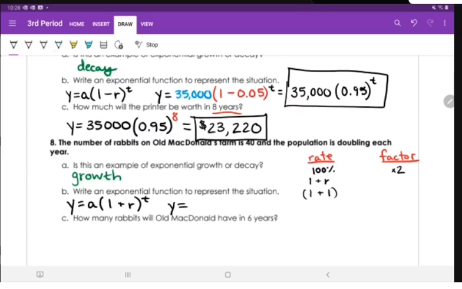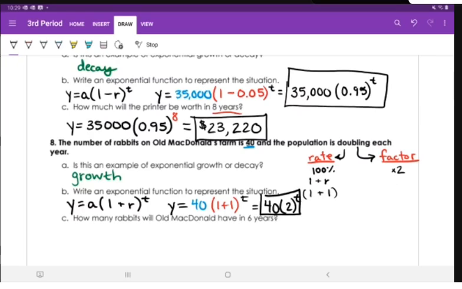So let's write out our exponential function. A is our starting amount, which is 40. And in parentheses, you can either use the 1 plus 1 to the t, or you can use 2 to the t. Either way, you're going to simplify it down to 2 to the t. So you can think of doubling something as multiplying by 2, or you can think of it as a rate where you're adding 100% each time. Either way, get the same answer.